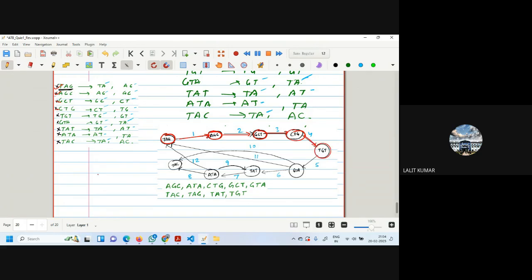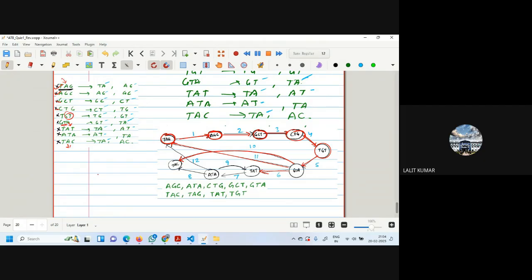But now from TGT, I can go to this GT, GTA. So I can come to GTA only. Now from GTA, I can go to TAG, or I can come to TAT, or I can come to TAC. So this I have built.